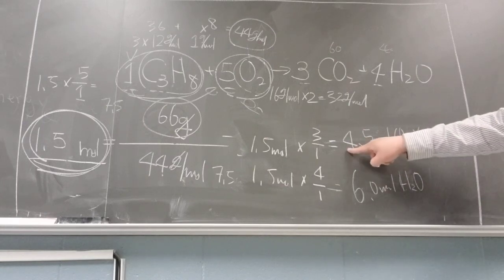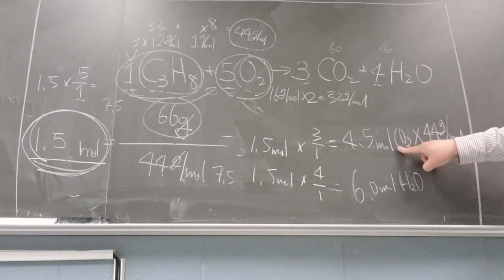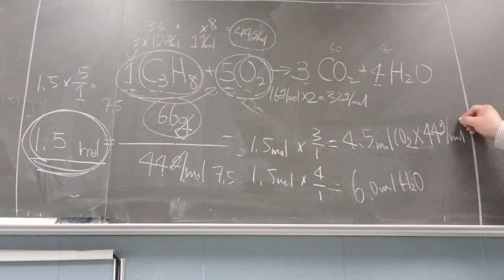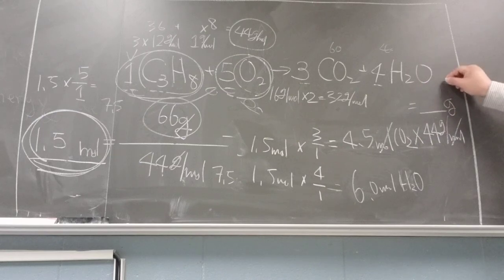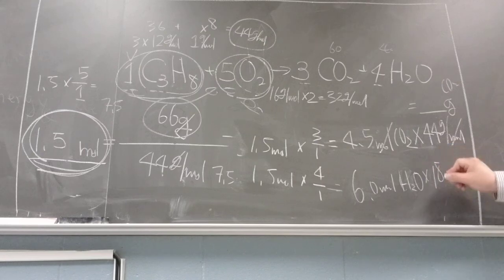You just need to multiply this number by its molecular weight, 44 grams per mole. Okay, so carbon is 12, oxygen 16. 16 times 2 is 32 plus 12 is 44. So if you just do that, you can get the number in mass for carbon dioxide. Same thing here, 6 times 18, that is the grams of H2O. That's pretty much it.